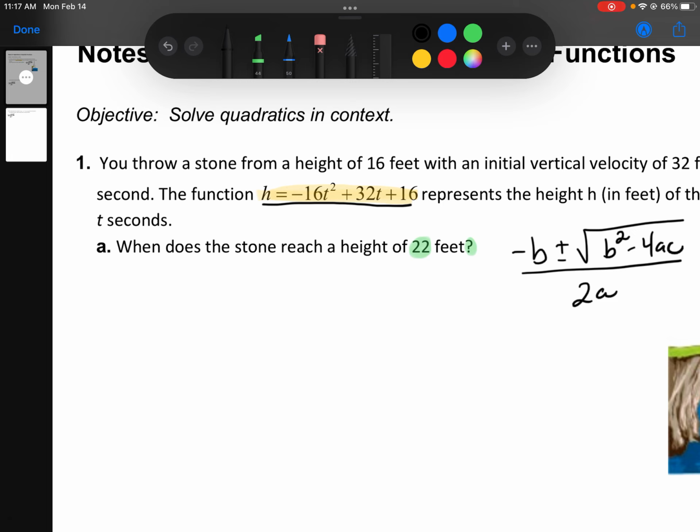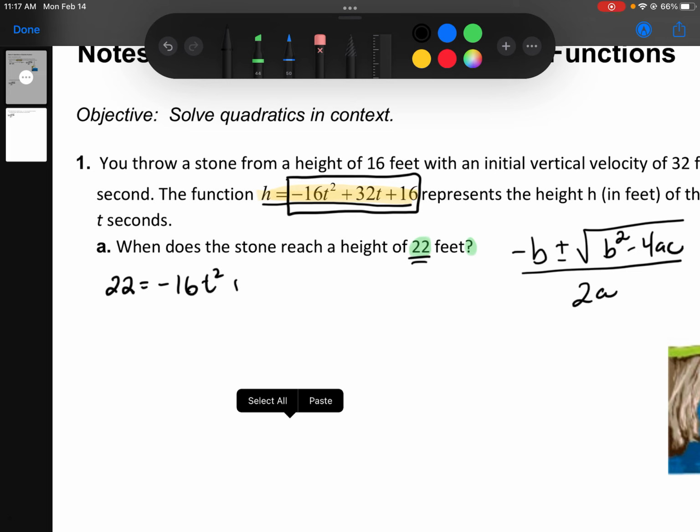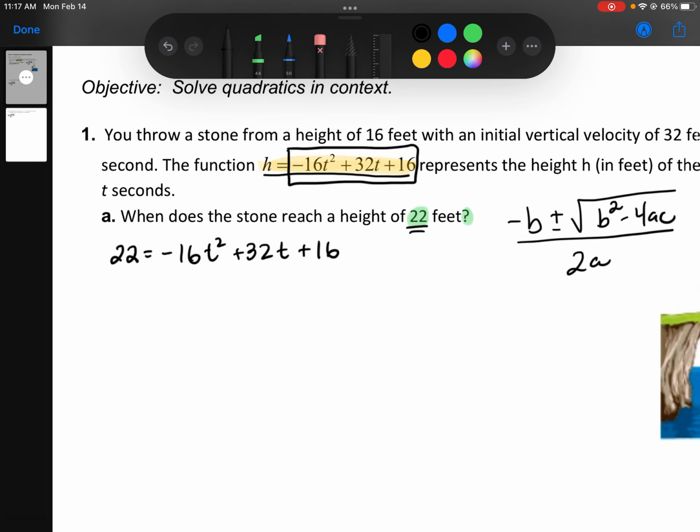So all we're going to do is put that 22. I'm going to go ahead and write 22 equals, and then I'm going to do my equation. So negative 16t squared plus 32t plus 16. And now we're going to go ahead and solve this equation.